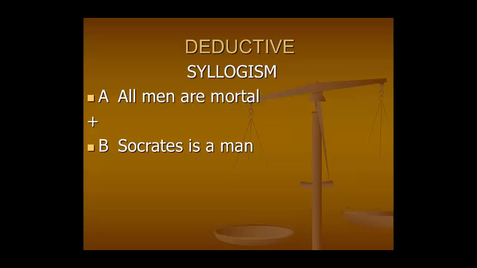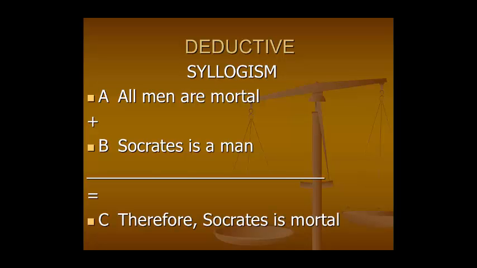But if I accept these two premises, all men are mortal, my larger, and then my smaller, Socrates is a man, I add them together. What's my conclusion? Therefore, Socrates is mortal. And essentially, if you accept A and B, you have to accept C. If I had those caveats on A, therefore Socrates is mortal unless he's Enoch or Elijah. And your audience has to accept this essentially.